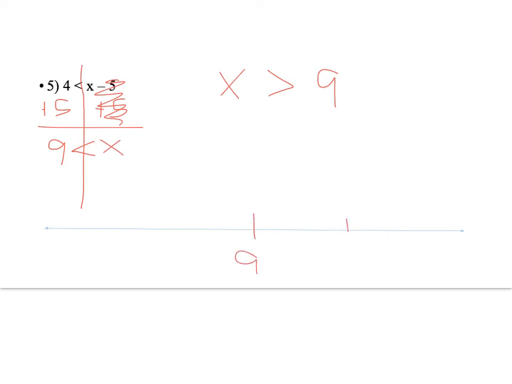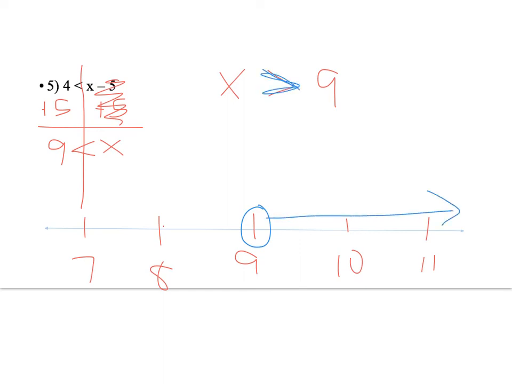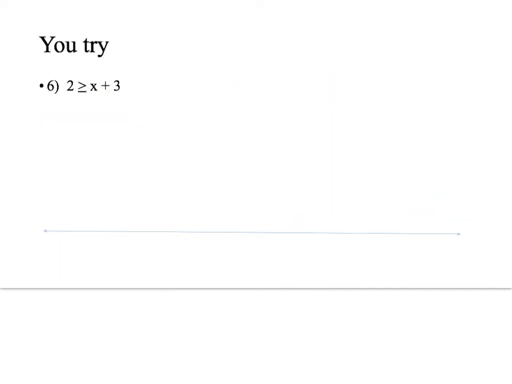So put 9 in the middle of your number line. This 9 will have an open circle above it, and since this is saying greater than, the bigger numbers are to the right, plus this looks like an arrow pointing to the right, so I should point this arrow to the right. Alright, go ahead and do this you-try. When you're done, hit play and see if you're right.